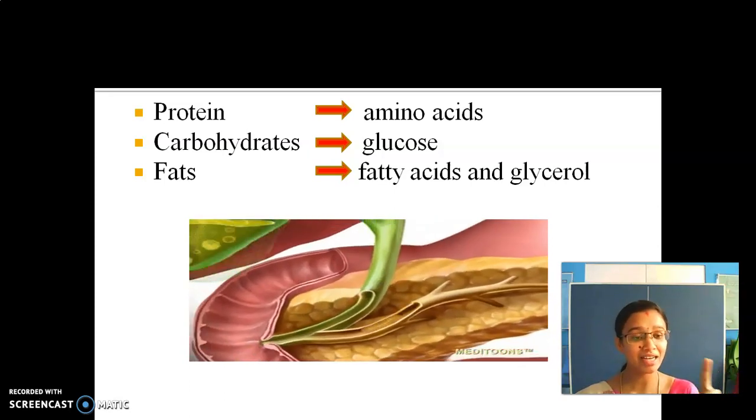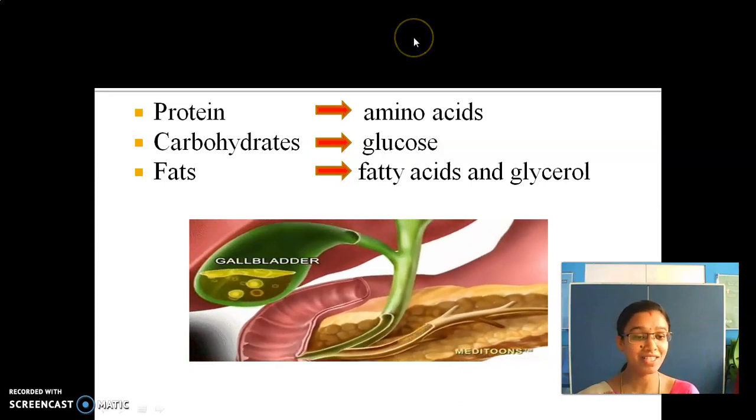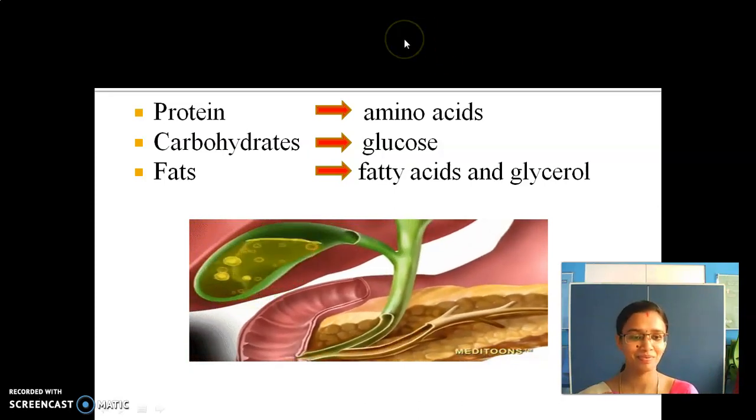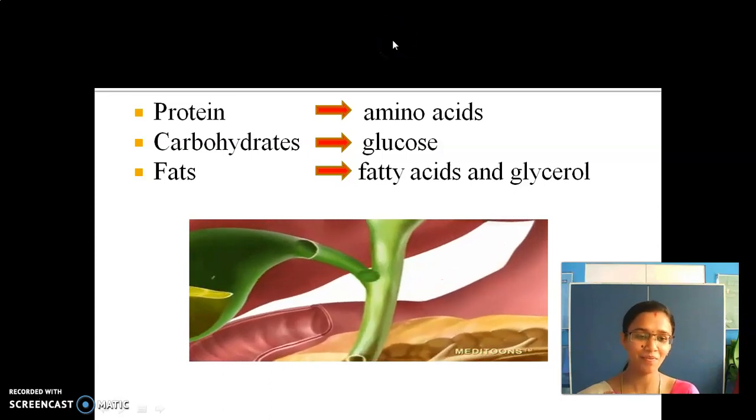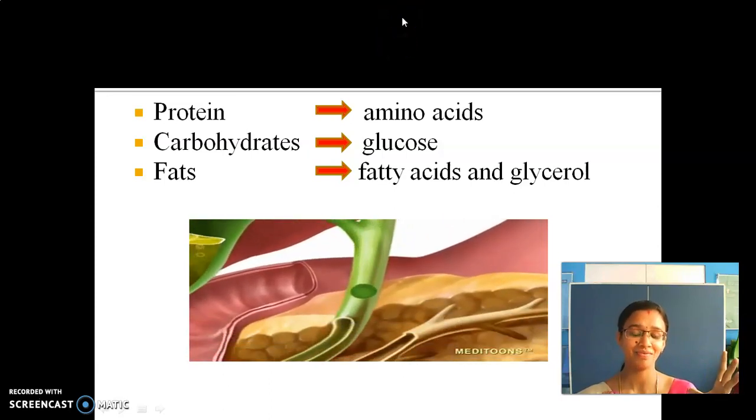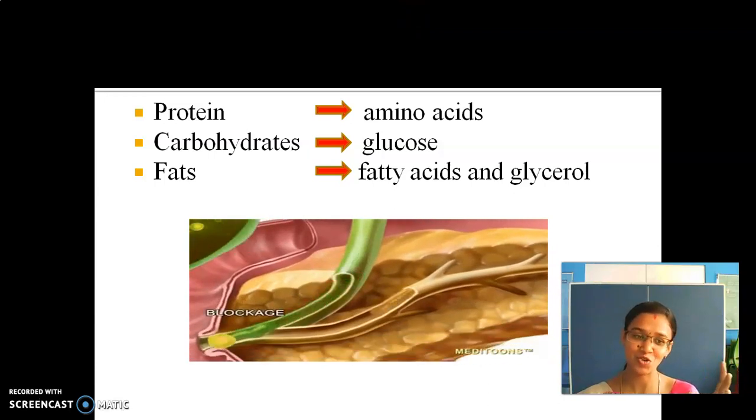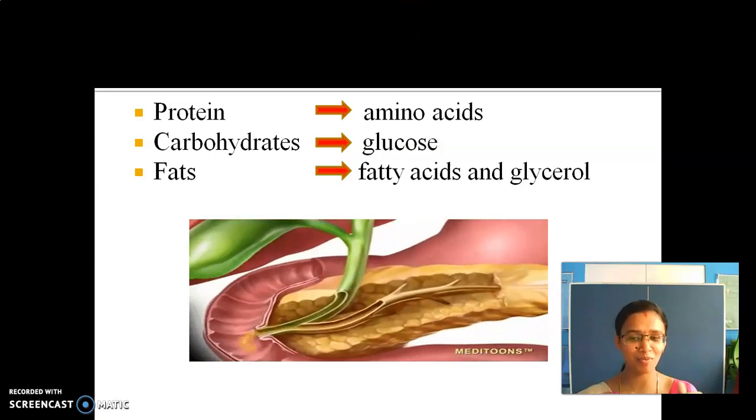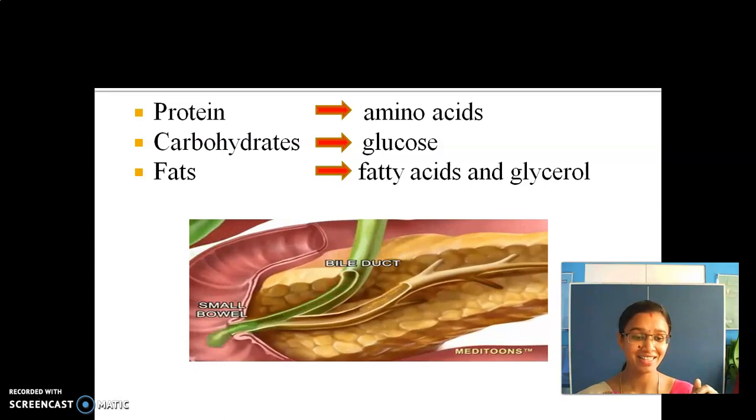Okay, which is the largest gland? Which is the largest gland? Yes, very good, it is the liver. Okay, and then the wider gland, which is wider? Stomach. What is the shape of the stomach? It is J-shaped. Very good.